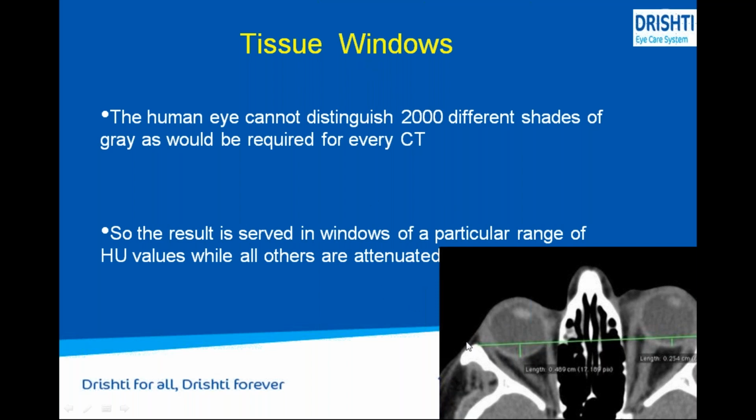If there is an orbital fracture, more bony area has to be seen, so the tissue window has to be increased. But in cases of tumors in the eye, even if your tissue window is less, it will be okay to diagnose.